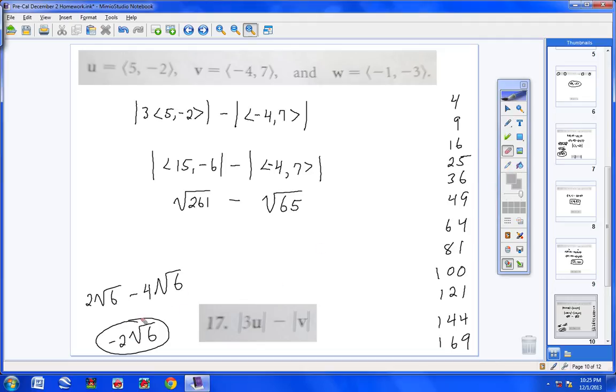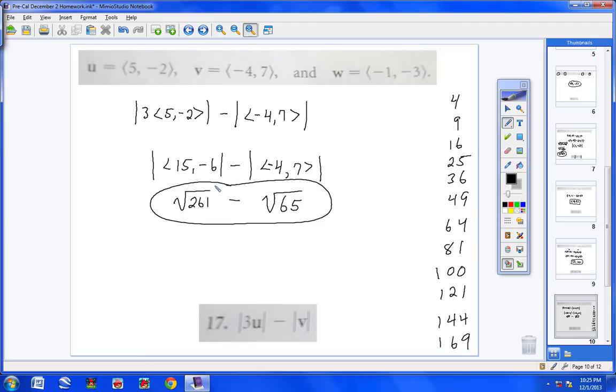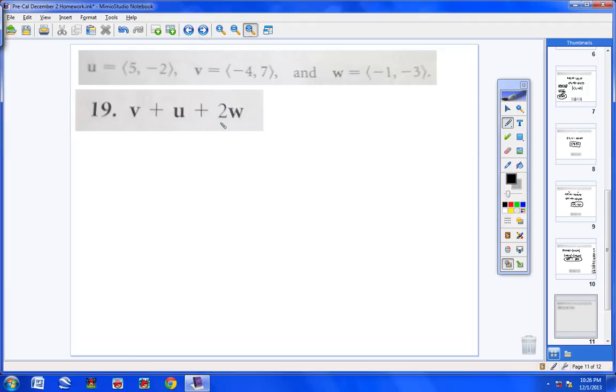Okay, and so if you don't have matching inside numbers or matching radicands, you cannot put these two radicals together. So there's nothing you can do with this except circle it, and that's your answer. Okay, I hope that helps a little bit. Number 17, moving on to number 19.